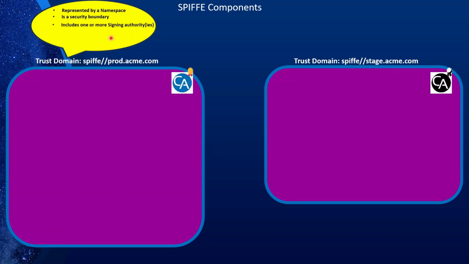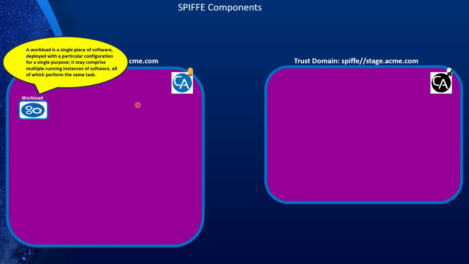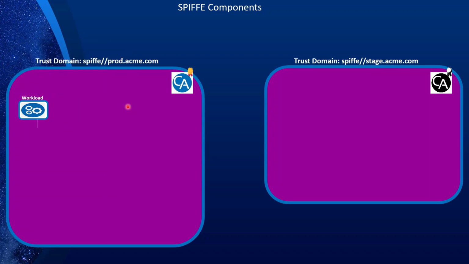And it includes one or more signing authorities. So basically, these signing authorities issue certificates to the workloads. And these certificates become the identity of the workloads that are associated. And then we have workloads, basically any piece of software that is executing, such as a pod or a service, which is maybe outside Kubernetes.